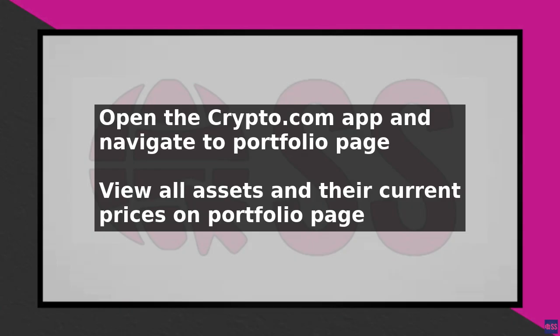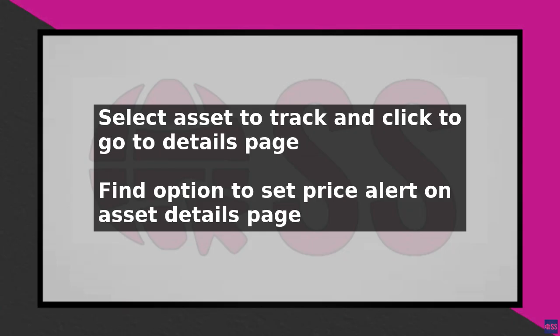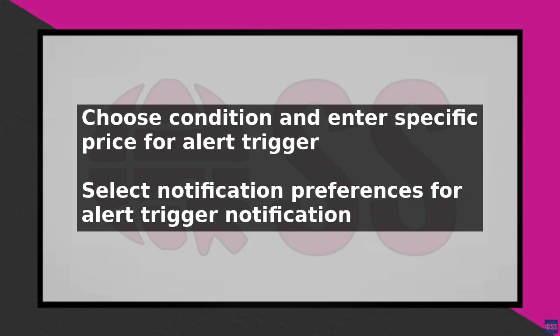Click on the price alert option and choose the condition for the alert, such as when the price goes above or below a certain level. You can then enter the specific price at which you want to receive the alert. After setting the condition and price, choose the notification preferences, such as receiving a push notification or an email when the alert is triggered. Once you have set up the alert, it will be active and you will receive notifications when the condition is met.